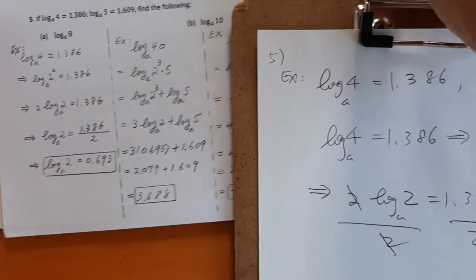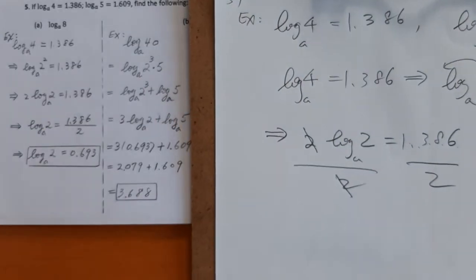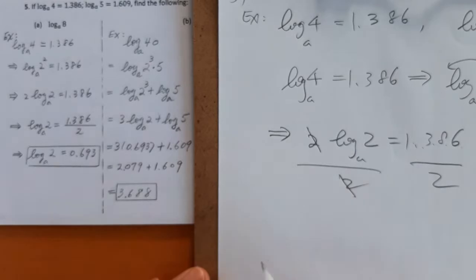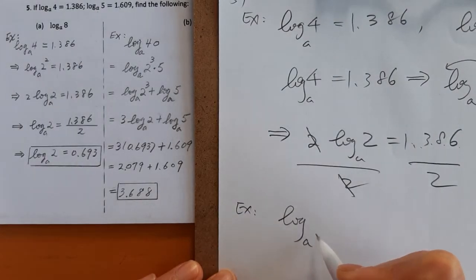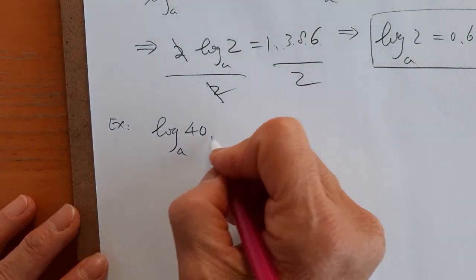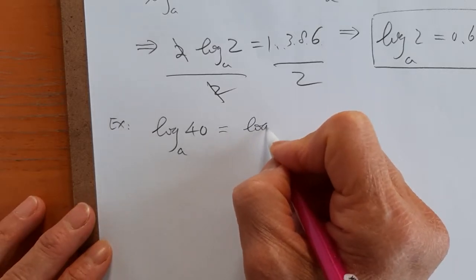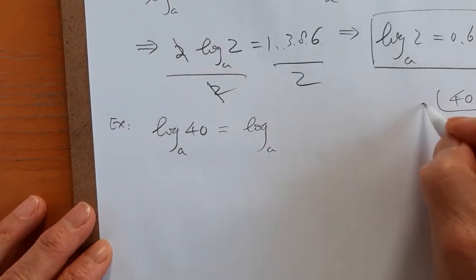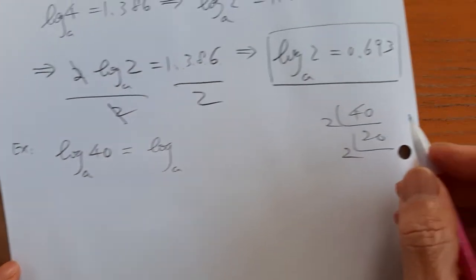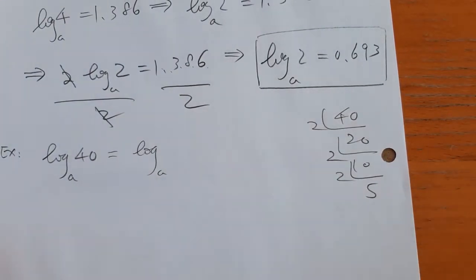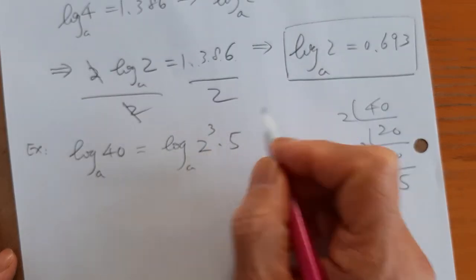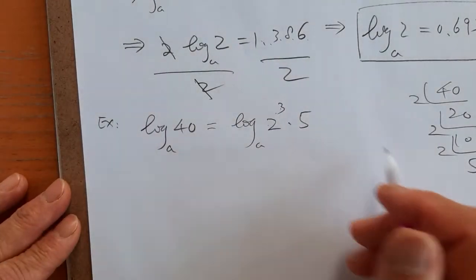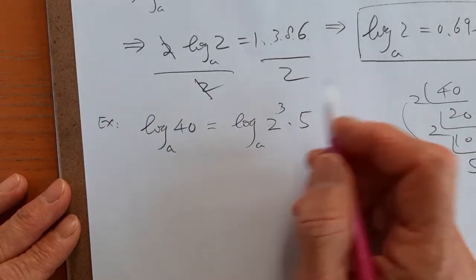Now, next example. Log 40, the log base is still a. Since 40 is equal to, you can divide it by 2, get 20. Divided by 2, get 10. Divided by 2, get 5. So 40 is 2 cubed times 5. 2 times 2 times 2 is 8, and 8 times 5 is 40.